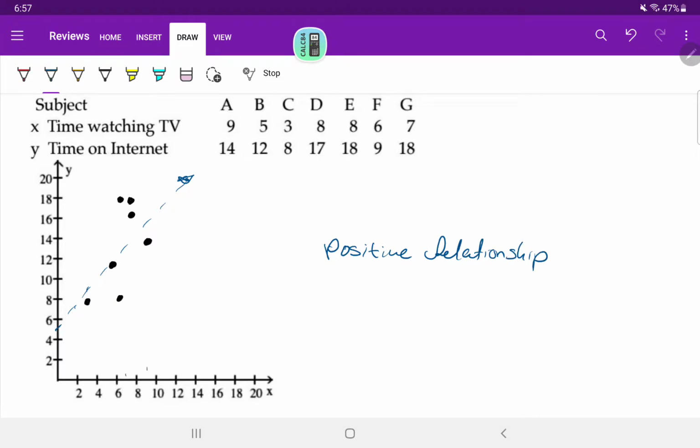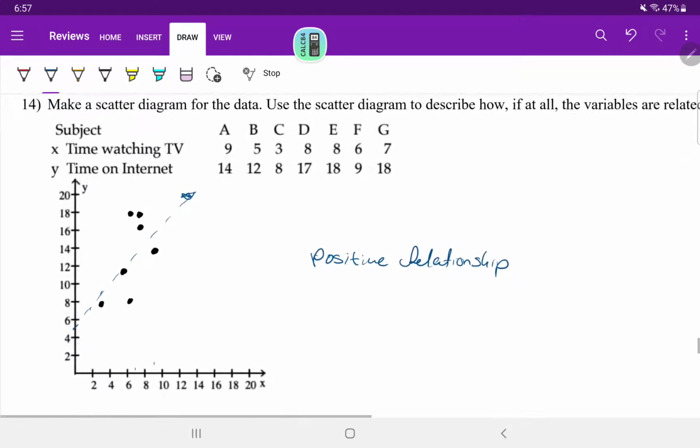All right, guys, that is it for number 14. Hope that makes sense. You just plot the points on the axes, and then based on the direction, the trend of the relationship, the trend of what is going on, we can make some sort of assumption about the relationship. Let's do 15.